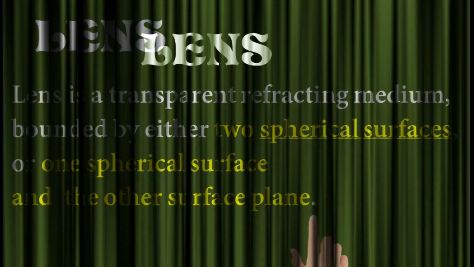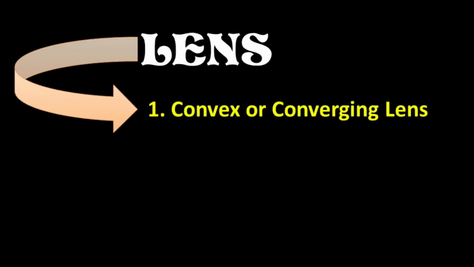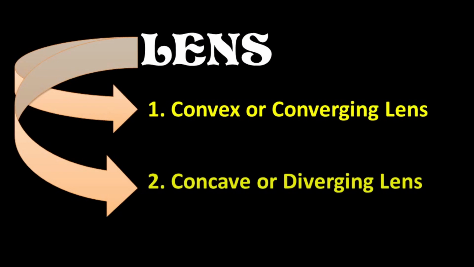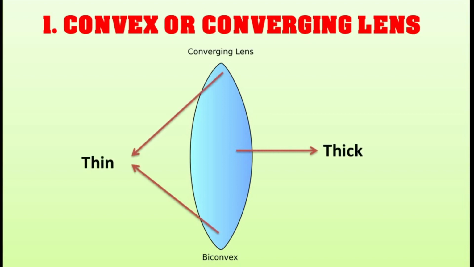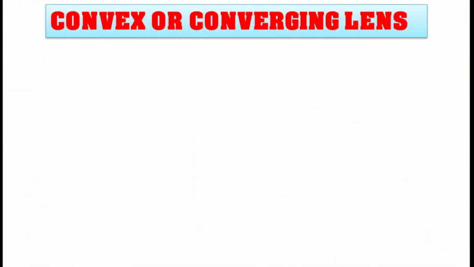Lenses are of two kinds, convex or converging lens and concave or diverging lens. Number 1. Convex or converging lens. A convex lens is thick in its middle and thin at the periphery. A convex lens may be of three kinds.